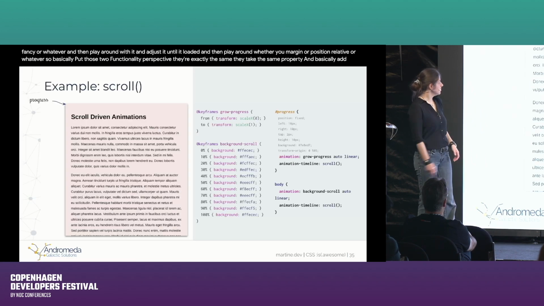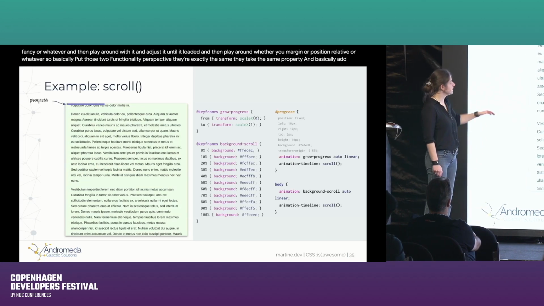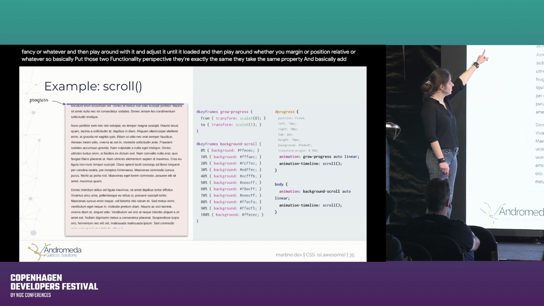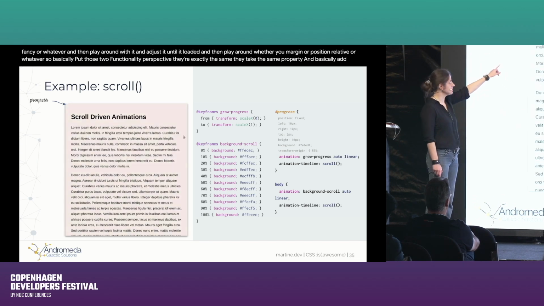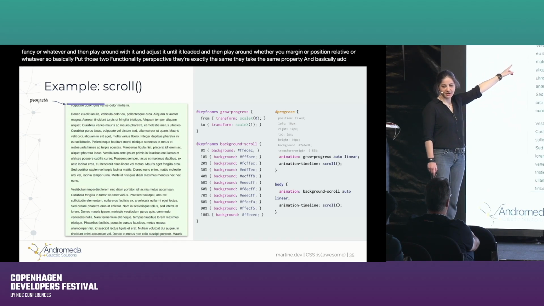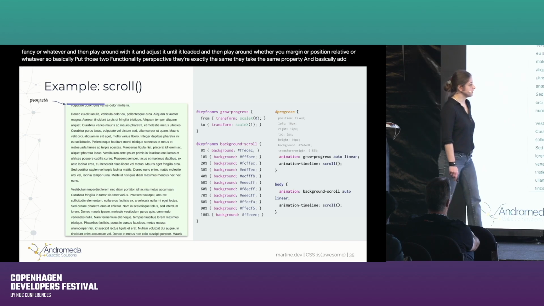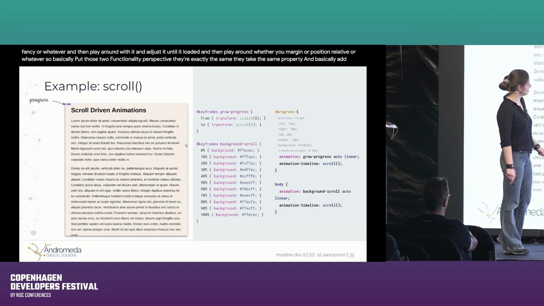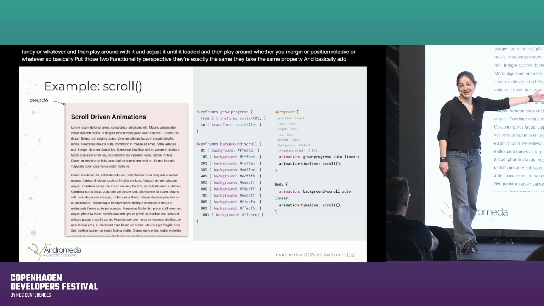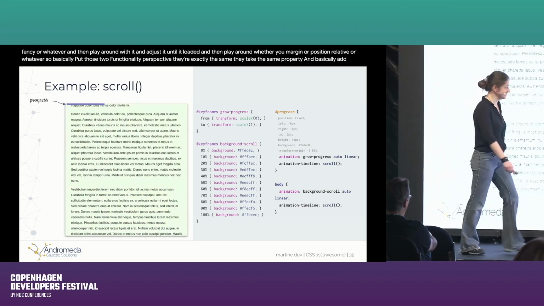So a super basic example is I have a bunch of text, and at the top, this is 100% done in CSS. I'm looking at how far down you've scrolled, and I'm going to show you a progress bar for it. And then I'm changing the background color, which is totally washed out on this screen, but trust me, we're making a nice little rainbow with the background color.